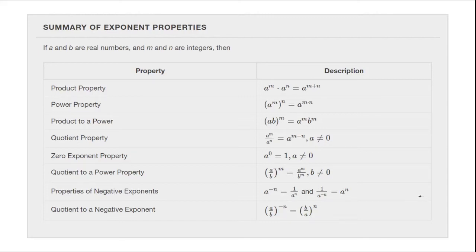In this video, we're going to talk about properties of exponents. There are a number of them, but we're going to go through them one at a time and do some examples for each one.